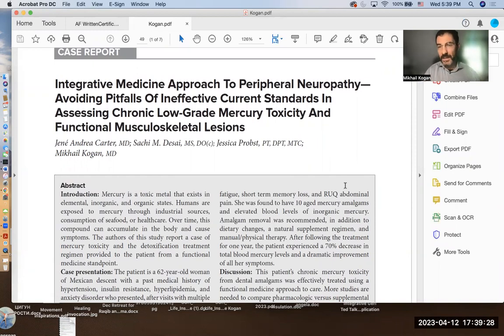So this is a particular case that speaks to two core drivers. The first core driver is mercury toxicity that was missed in this patient for more than 10 years. And the second driver is a functional musculoskeletal lesion. Sometimes we would call it an osteopathic lesion. But in essence, it's a peripheral musculoskeletal problem that either compresses the nervous tissue and causes the pain, or simply contributes to dysfunction of the muscular system, causing weakness. Pain is already there, but the muscle weakness leads to poor function in that individual.